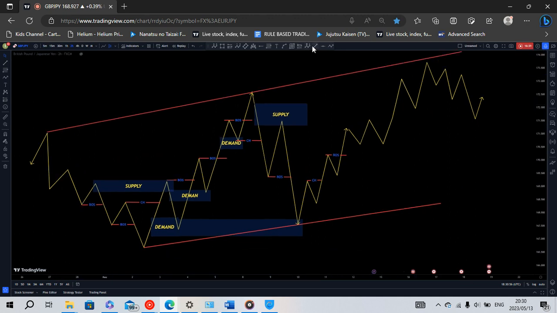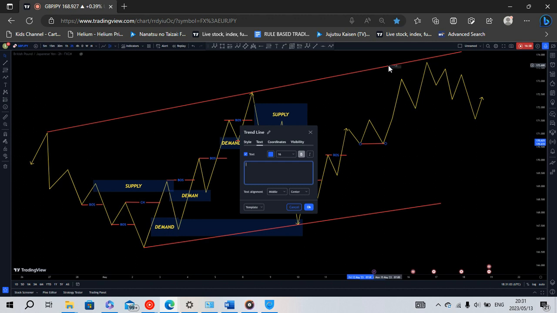Alright. So in between here, guys, you're gonna have liquidity. Liquidity are equal highs and equal lows. And let me just indicate them in dollars.